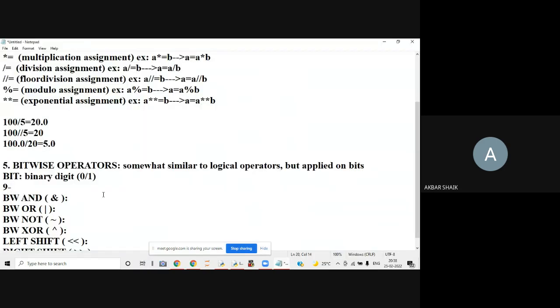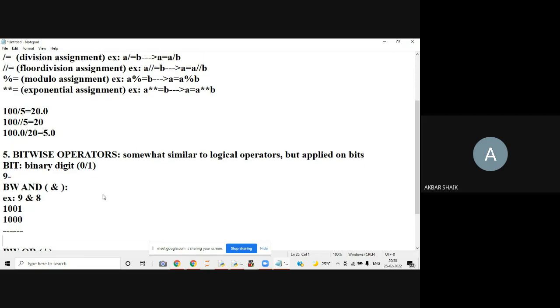I'll explain with an example first. Okay, 9 and 8. Bitwise AND of 9 and 8. 9 means 1001. 8 means 1000.